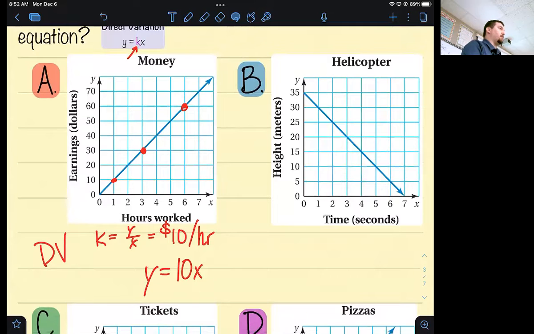What about example B? Is that a direct variation? Ashley, why not? Yeah, exactly. Really easy to tell when they give you the graph because all you have to determine is, is this a line and is it going through the origin? And Ashley's right. This one's not going through the origin, so it has no chance. So I can't write the direct variation equation. I also can't find the K value because none of them will be constant. Like on this example, every single time I divide, I get 10 every time.